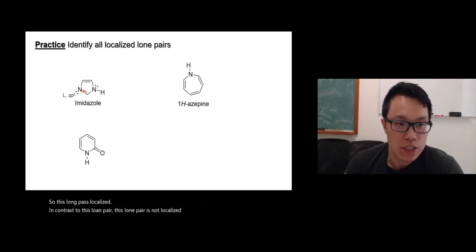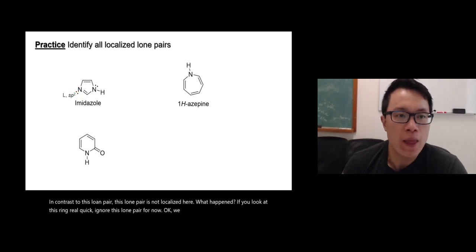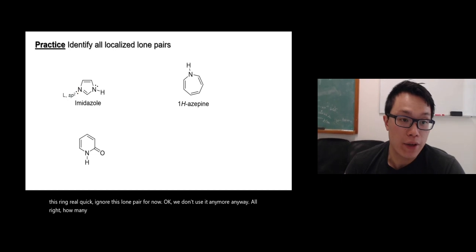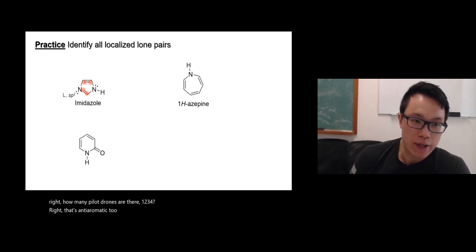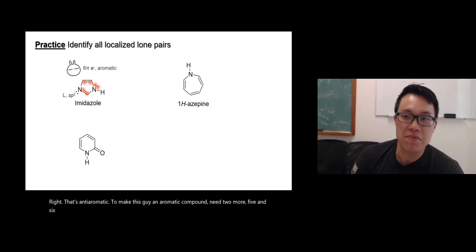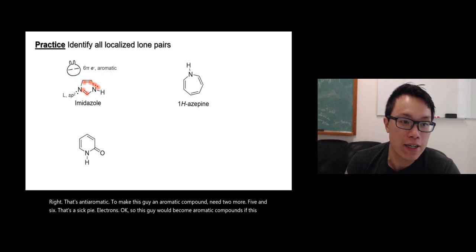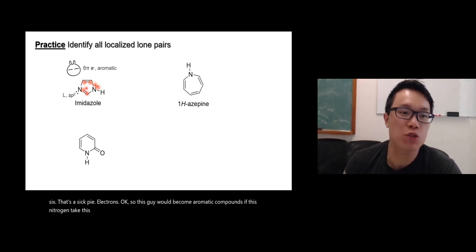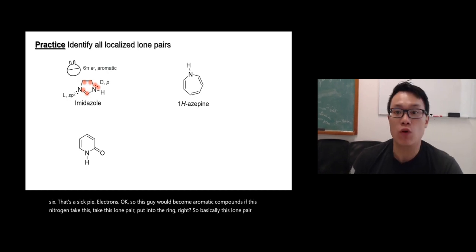Here, what happened? If you look at this ring real quick, ignore this lone pair for now, we don't use it anymore anyway. How many pi electrons are there? 1, 2, 3, 4. That's anti-aromatic. To make this an aromatic compound, we need 2 more, 5 and 6. That's 6 pi electrons. So this would become aromatic if this nitrogen takes this lone pair and puts it into the ring. So basically, this lone pair is in a p orbital and delocalized in the ring.